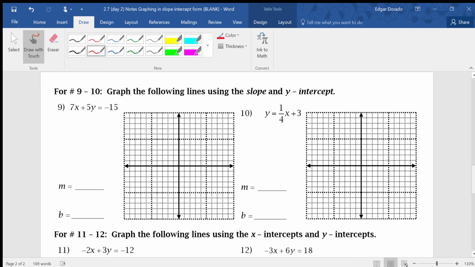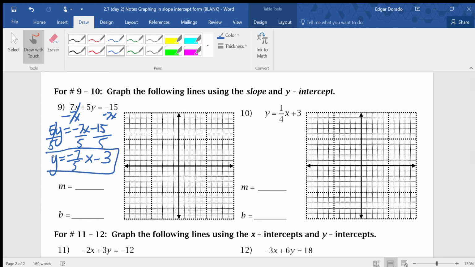Okay, let's go ahead and try these few problems. So this number 9 is in standard form. What I want to do is actually get it in slope-intercept form. So I'm going to go ahead and do that. Subtract 7x. I get 5y equals negative 7x minus 15. I'm going to divide by 5 all around. I get y equals negative 7/5 x minus 3.